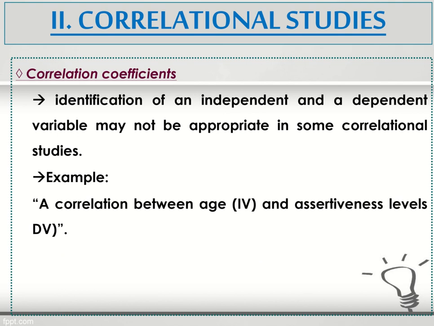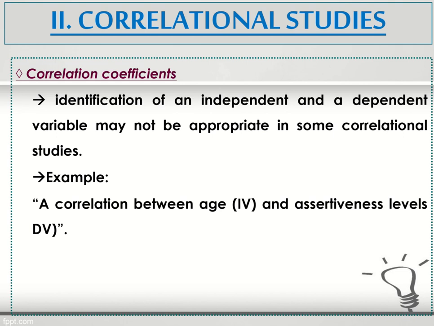So, correlation coefficient, the identification of an IV and DV may not be appropriate in some correlational studies. Generally, however, the independent variable is that variable that comes first in chronological order and that influences the other variable.